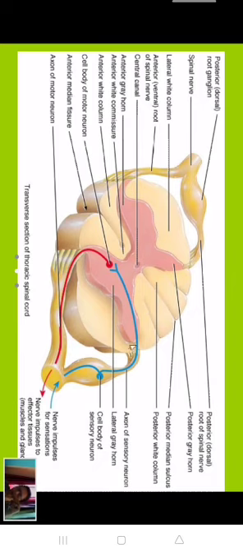Then between these two furrows, the anterior lateral sulcus and posterior lateral sulcus, this portion of the spinal cord is called the lateral white column. And the portion between the anterior median fissure and the anterior lateral sulcus is called the anterior white column.